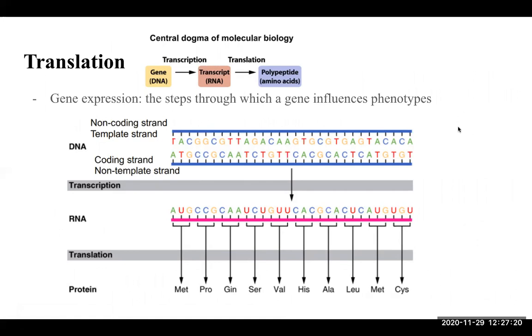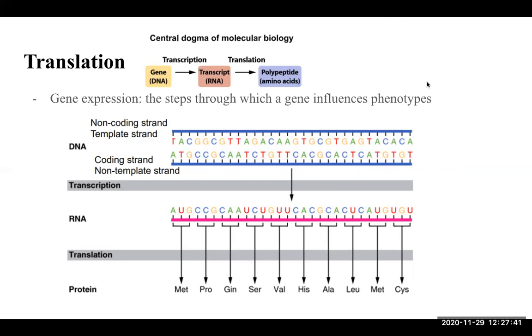It is the process in which ribosomes in the cytoplasm or endoplasmic reticulum synthesize the proteins after the process of transcription of DNA to RNA in the cell's nucleus. This whole process is called gene expression, and gene expression is the steps through which a gene influences certain phenotypes.